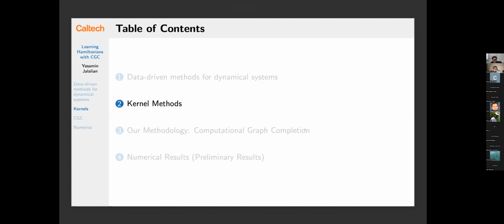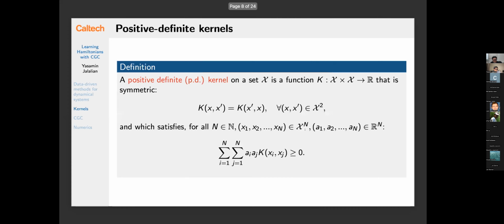Now I'm going to talk about the basics of kernel methods and the theory of kernels that we would need to know in order to understand the theory of the underlying method that we're going to implement. I'm going to start with the very basics. A positive definite kernel on a set X, which can be any set, is a function that goes from X cross X to R and is symmetric. Also, the kernel matrix of this kernel function is positive semi-definite.